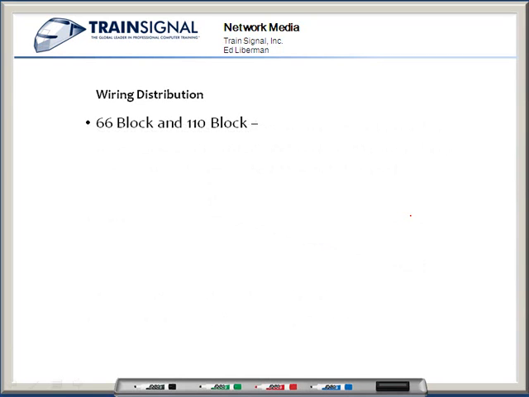From there we have our 66 and 110 blocks, which are just that. They're wiring blocks used typically by the phone company.